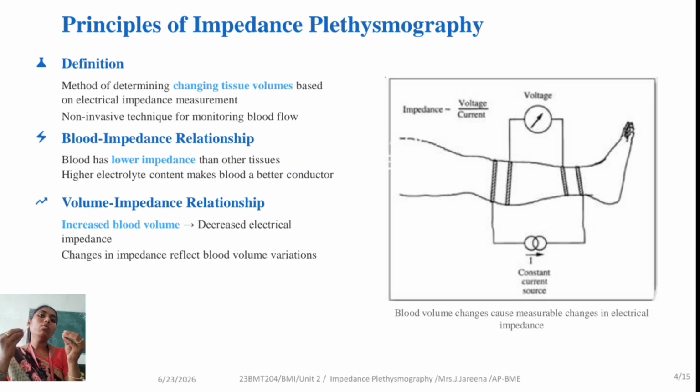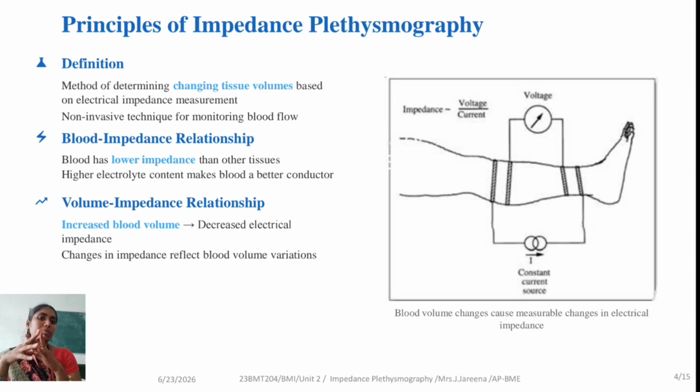Now, how do we measure volume by means of impedance? We have to know the volume-impedance relationship. If we have more volume of blood, which is a very good conductor, obviously the resistance is very low. As the volume of blood increases, the electrical impedance decreases. This is how we connect volume and impedance. If you understand these two relationships, it is very easy to understand impedance plethysmography and how it works.